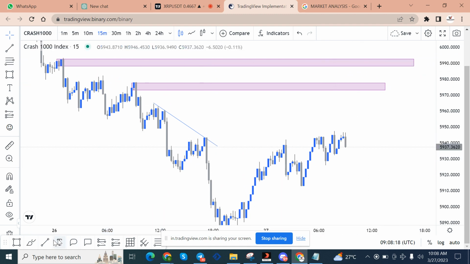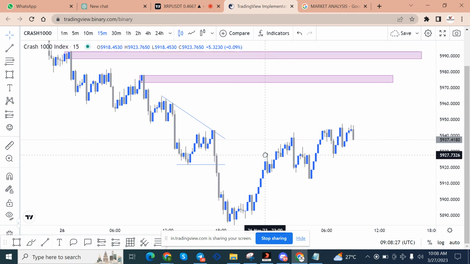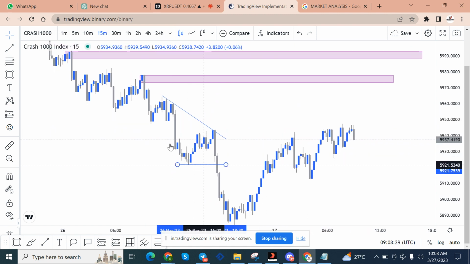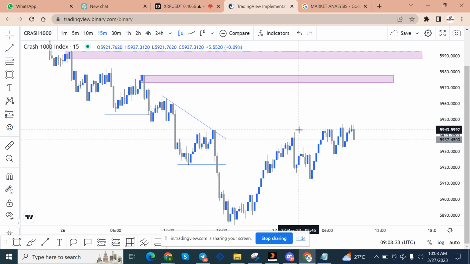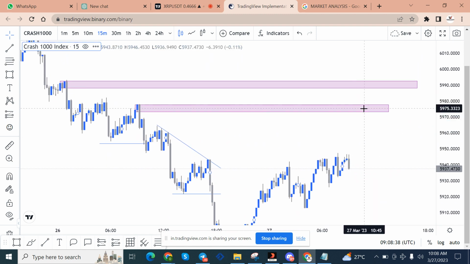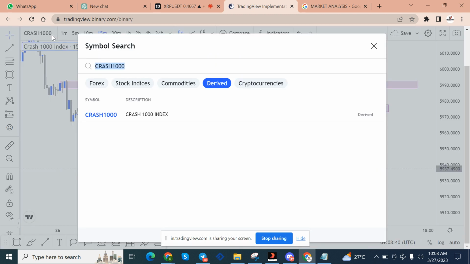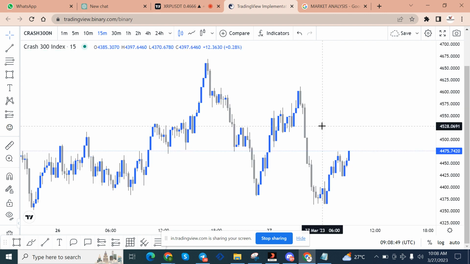I don't have so much time to break down all this and tell you why. I actually took this one in the morning, but made just a little profit out of it. And so, if you want good places where you can actually look for sell entries on Crash 1000, so let's look at Crash 300, and then we'll look at gold, forex.